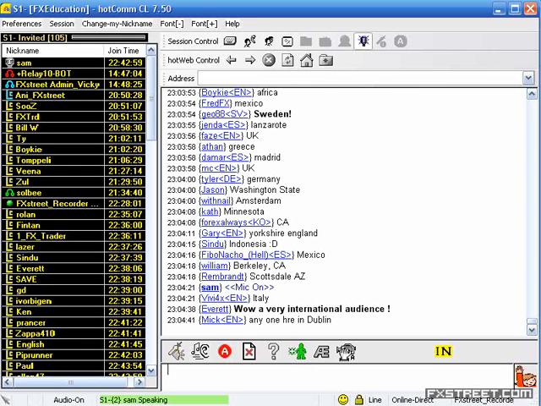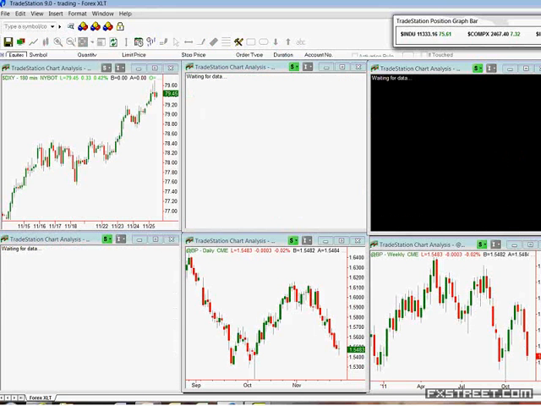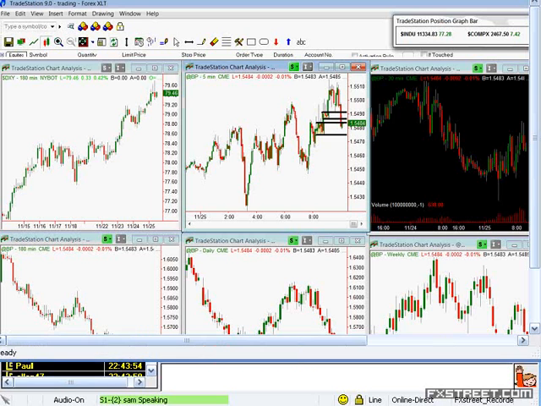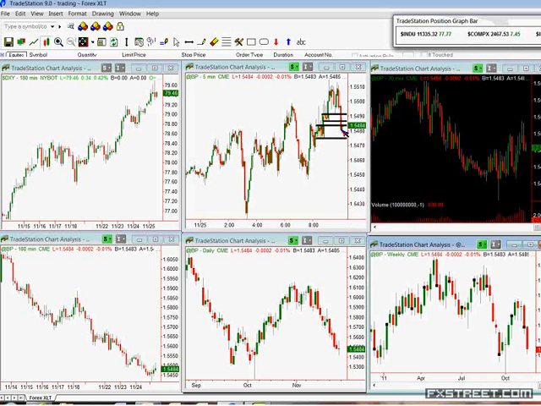Real international audience, good stuff. I want to click over to the British pound real quick. I want to see if there's a trade that we can hop into together. Give me just a second here. I'll go over to the British pound and then I'll come right back. The British pound here just dropped into one of these demand levels. Not a great area, but I would expect it to bounce a little bit higher out of this level.